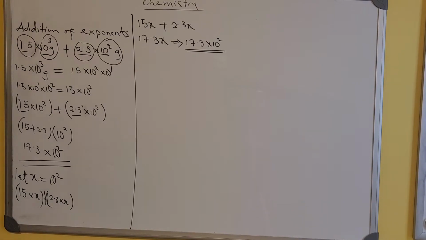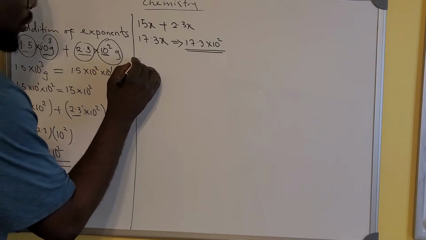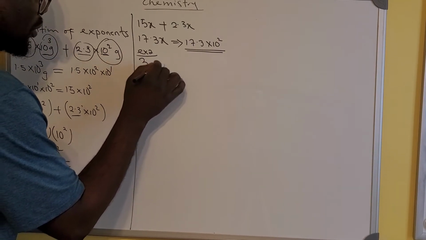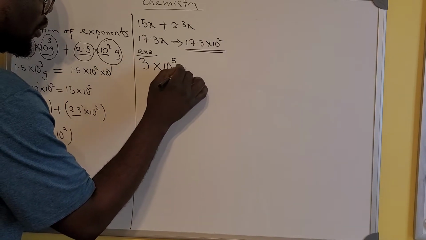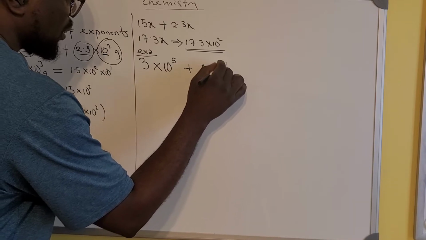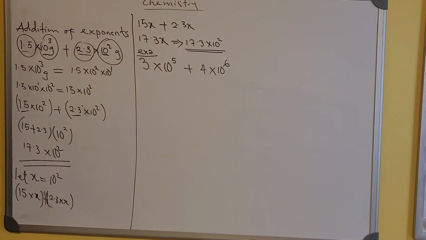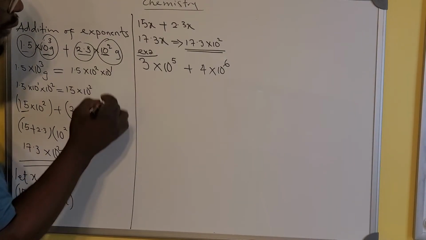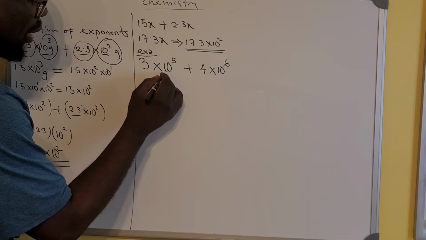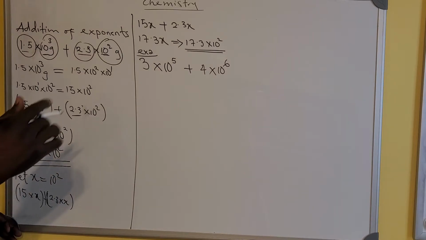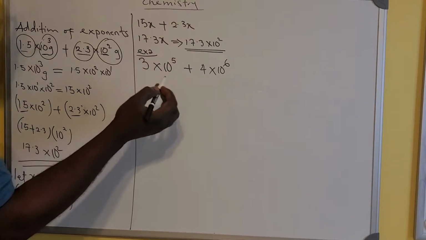Let's do another example. Say I give you example 2, 3 times 10 raised to the power 5 plus 4 times 10 raised to the power 6. Okay, that's what I gave you. That's what you see on your paper. So to solve this, you can say this is 10 raised to the power 5, this is 10 raised to the power 6. I want to make one of them to be the same. You can choose either one.